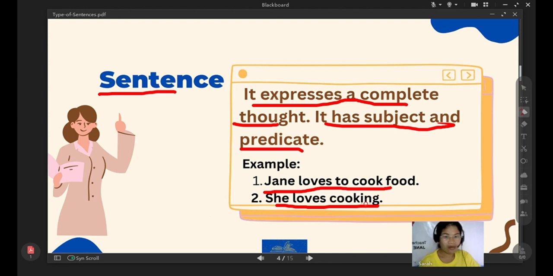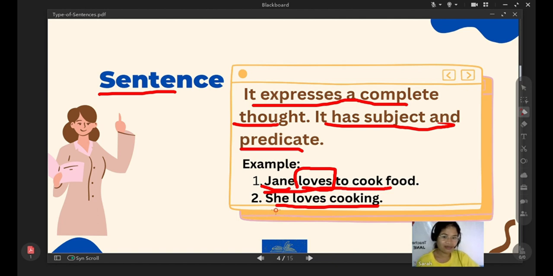So please remember that when we talk about the subject, this is the doer of the action, and the verb here, or the predicate, is the action done. So for number one, Jane is our subject, and Jane is the only one, so it's a singular subject. Next is our verb, our predicate. Since we have a singular subject, we need to use the singular verb, loves. So that's why it coincides. Jane loves to cook food.